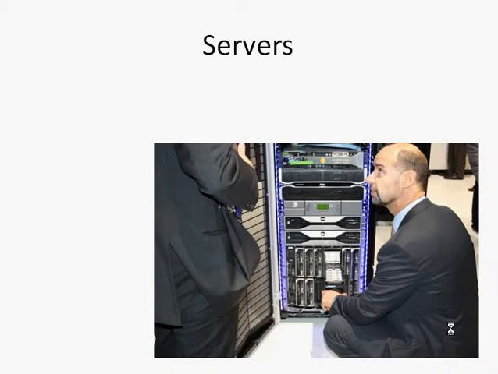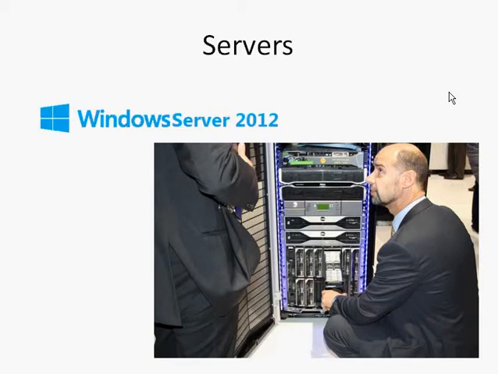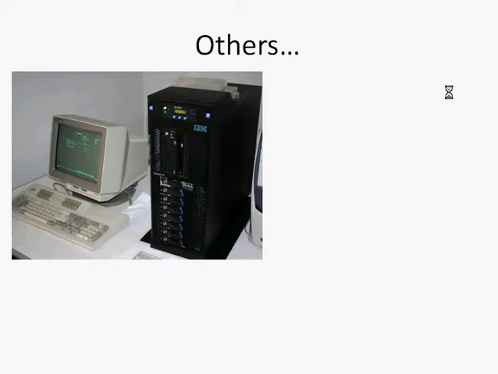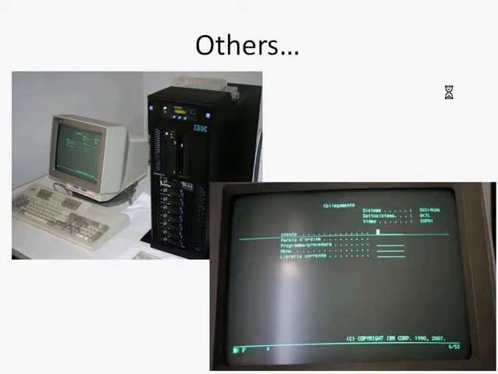Servers, big powerful computers. That's the server there, by the way, the computer in the background, not that man in the foreground. Servers need operating systems such as Windows Server, which are more powerful and will do more things than a standard desktop version of Windows, like a standard desktop operating system. And other powerful computers such as the IBM AS400 will have an operating system, albeit one that looks like a very old and dated user interface.